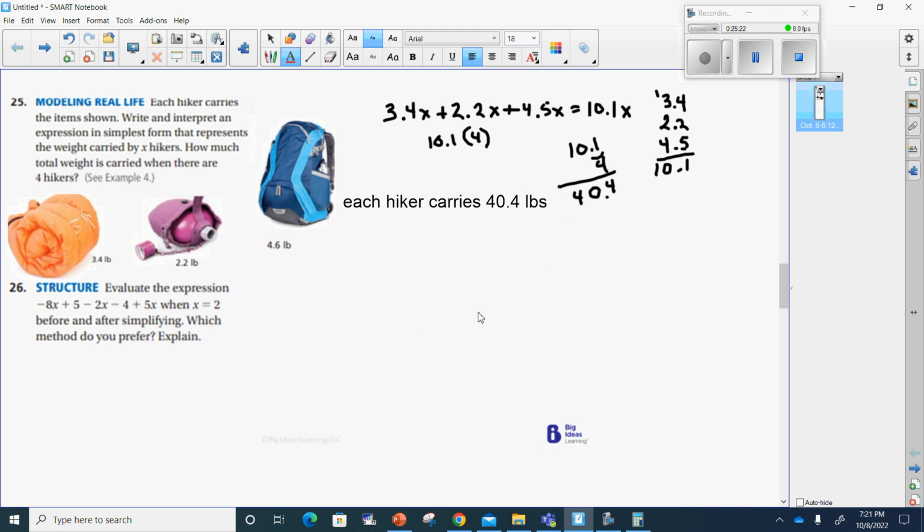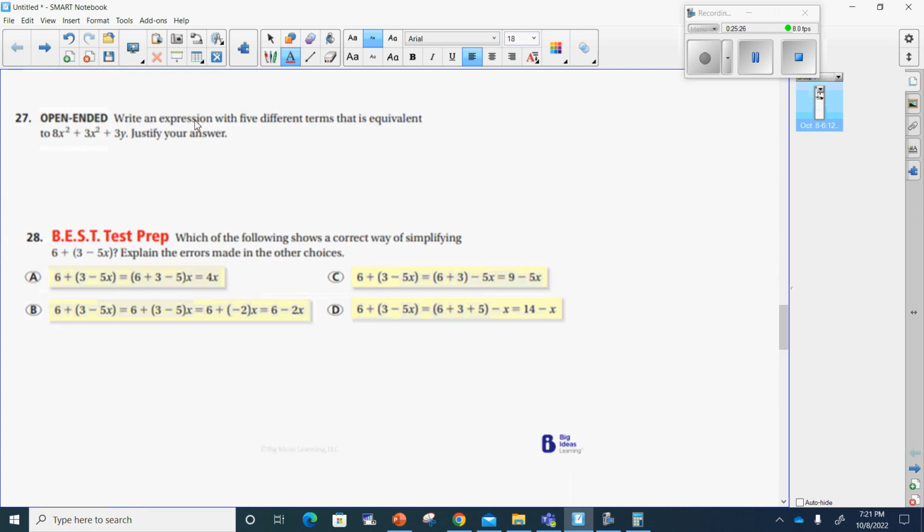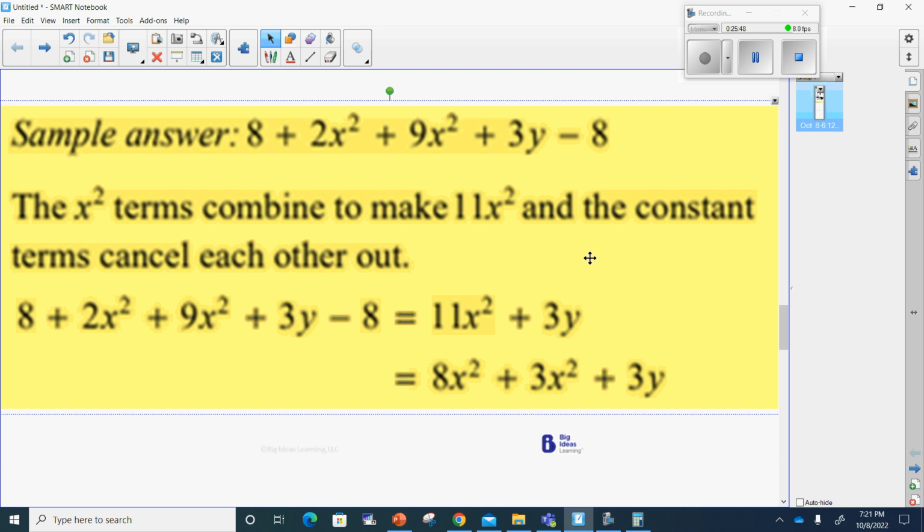Okay, let's go to number 27. Write an expression with 5 different terms that is equivalent to this one here. Well, there's a lot of different ways to answer this. I guess I'll answer it the way the book does, so it matches yours, but hold on a second. All right, so according to the book, you'd have this.